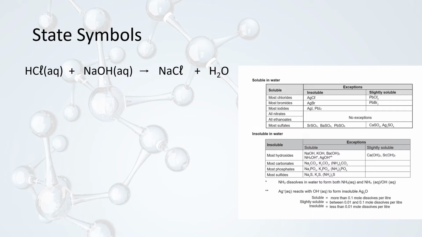Now, in order to work out state symbols, we have to go to our solubility tables. So we check out sodium chloride and we go to chlorides. It says most chlorides are soluble in water except for silver chloride and lead chloride, and that doesn't apply to sodium chloride, so it must be aqueous, and water is a liquid.